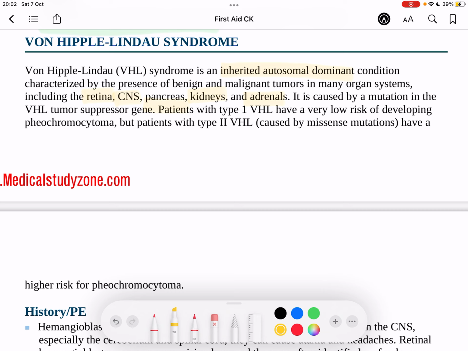It's caused by mutations in the von Hippel-Lindau tumor suppressor gene, and the good thing about Step 2 is that you don't have to know the details about that specific gene, but it is related to vascular growth. That's what I would urge you to remember, because it can help you remember some of the signs and symptoms. Patients with type 1 von Hippel-Lindau syndrome are at very low risk of developing things like pheochromocytoma. But type 2 patients have a higher risk of pheochromocytoma.